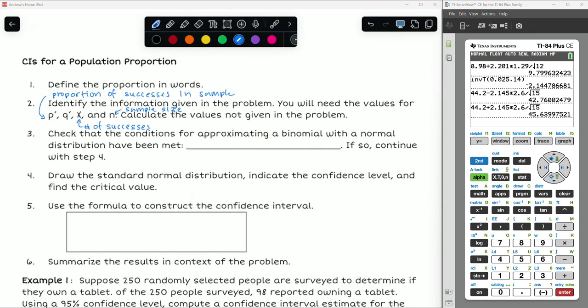Ultimately, you will need 4 values, which is proportion of successes in the sample, proportion of failures in the sample, number of successes in the sample, and a sample size. We need all 4 of those values to do this calculation. Quick reminder that we know that the proportion of successes is equal to the number of successes divided by the sample size, so we can convert back and forth between the two, and that the proportion of failures is equal to 1 minus the proportion of successes. So that's going to help us for step 2.